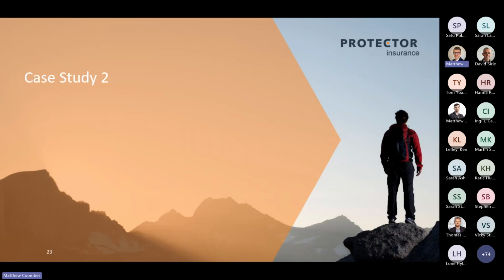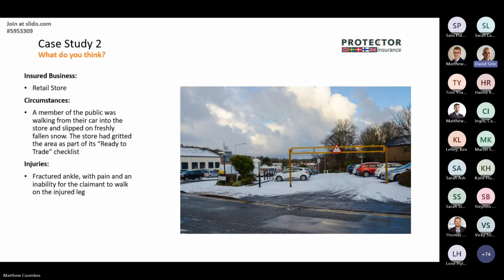So on to case study 2. We've just got another one here. Again, it's a retail store, and the circumstances were that a member of the public was walking from their car into the store and slipped on freshly fallen snow. The store had gritted the area as part of their ready to trade checklist. The injury sustained was a fractured ankle with pain and an inability for the claimant to walk on the injured leg.